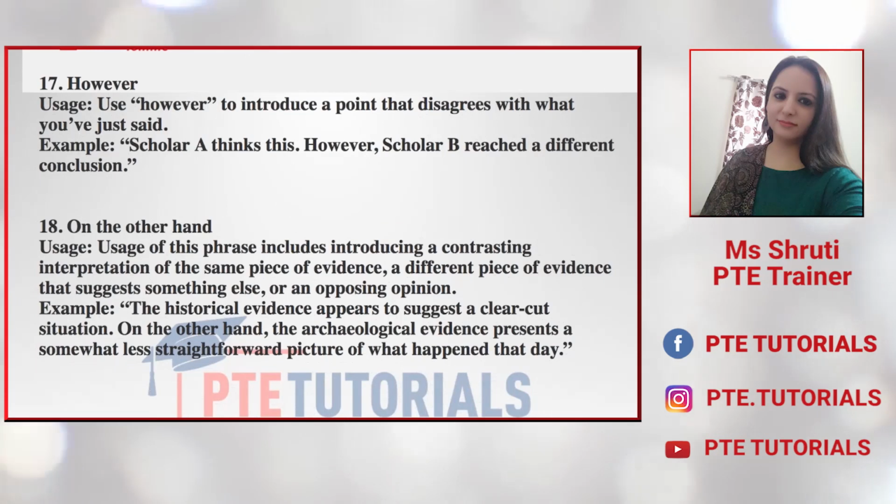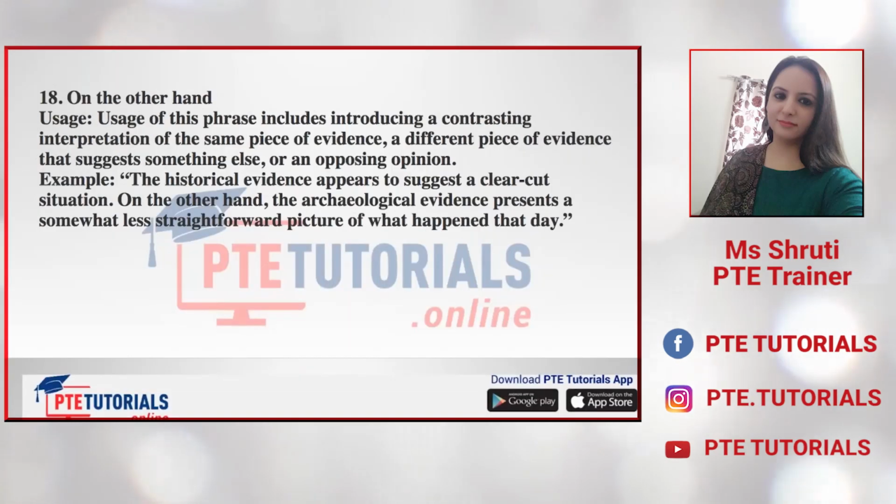It is used to introduce a contrasting interpretation of the same piece of evidence, a different piece of evidence that suggests something else, or an opposing opinion. Of course, that's the same thing which I've told you, that is, giving contradiction. The historical evidence appears to suggest a clear-cut situation. On the other hand, the archaeological evidence presents a somewhat less straightforward picture of what happened that day. And these are the words which you have to use to contradict a statement.